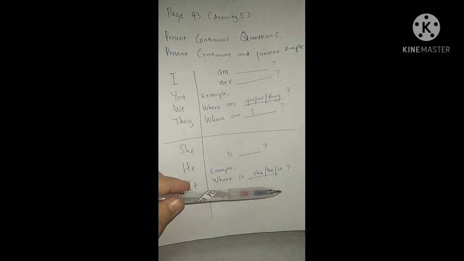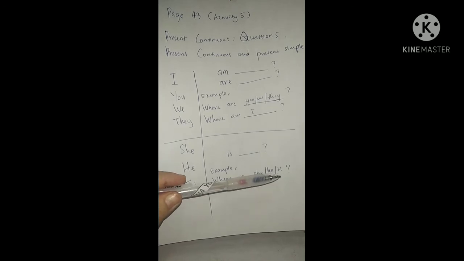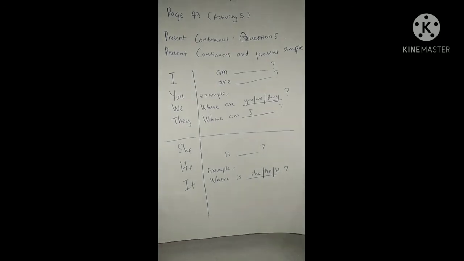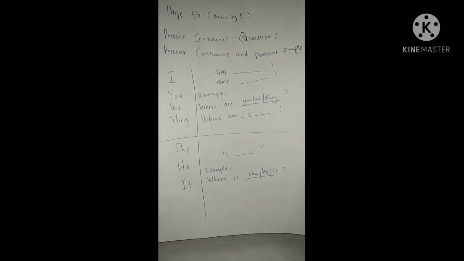Okay, if there is no pronoun, you can use a noun, which is the name of place, the name of people, the name of object. Okay, I hope you can take note or screenshot these notes for your reference to answer page 43, activity 5.